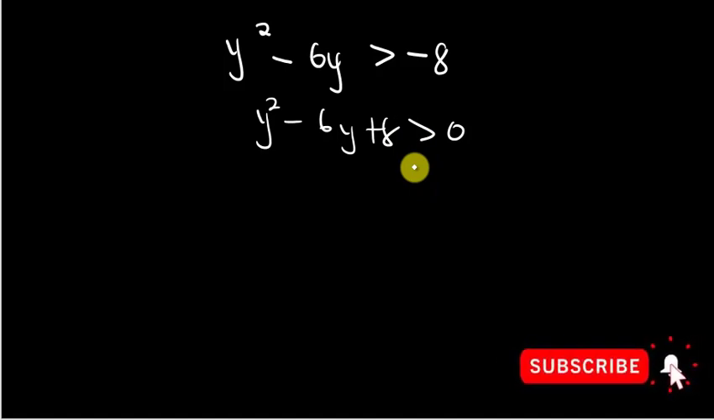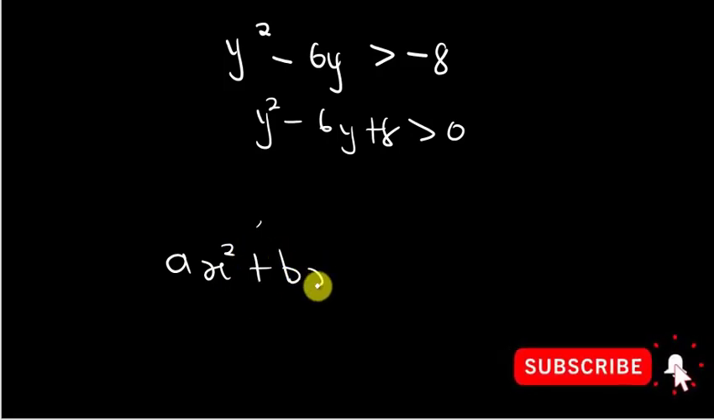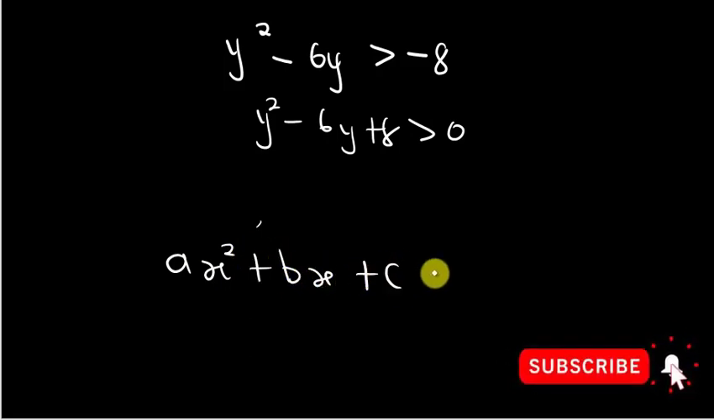In our next video, we are going to consider the quadratic inequality which is of the form ax squared plus bx plus c being less than or equal to 0.